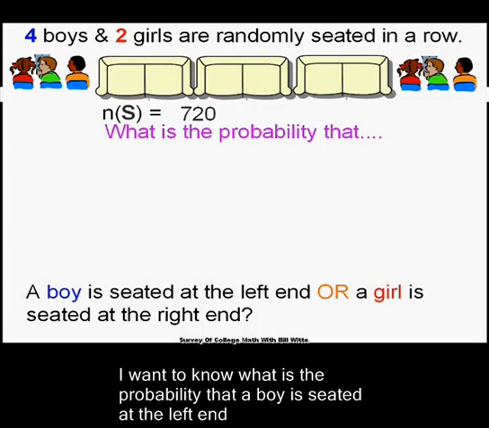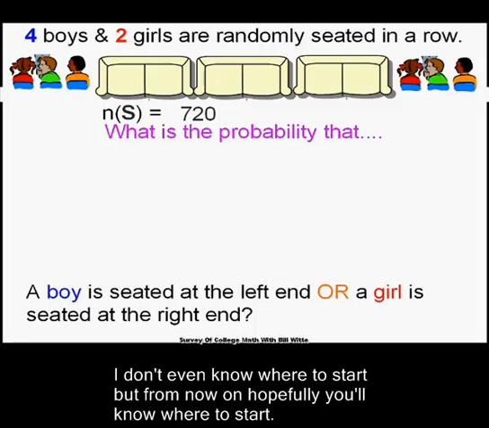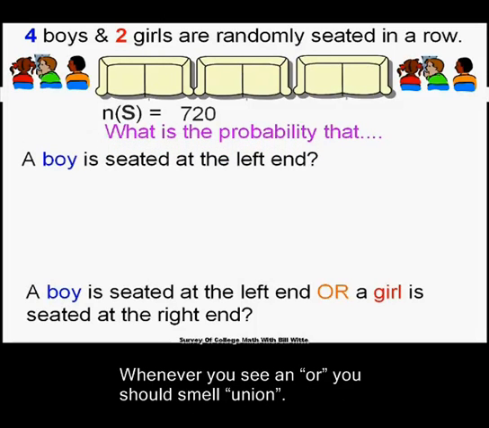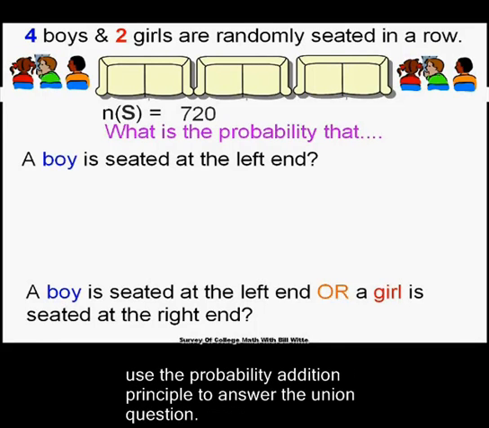We want to know the probability that a boy is seated at the left end or a girl is seated at the right end. Well, what's the trick with ors? Do you remember? What we do is take each probability individually and use the addition property of probabilities. Let's first get the probability that a boy is seated at the left end.